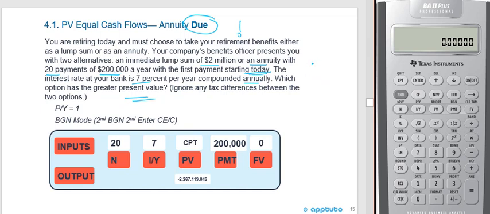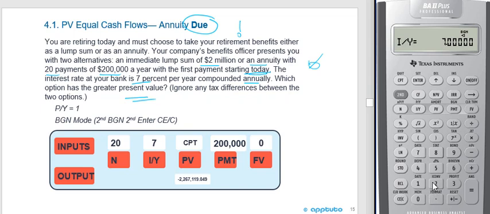So we know the $2 million given to you today, the present value is $2 million. There's no calculations that you need to do. So you need to check what the value of that annuity due is. So it's a beginning mode, annuity due. So I have to press second BGN, second enter. I'm going to clear that up. Now I'm going to enter my data. If I go from left to right, it's 20 years, 20 N. The bank interest rate is 7%. And I'm going to be calculating the present value.